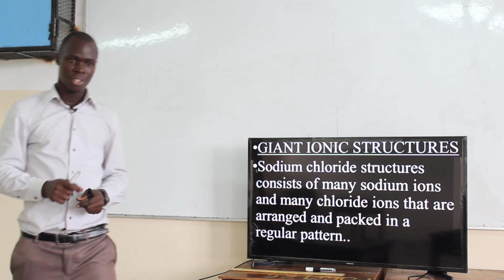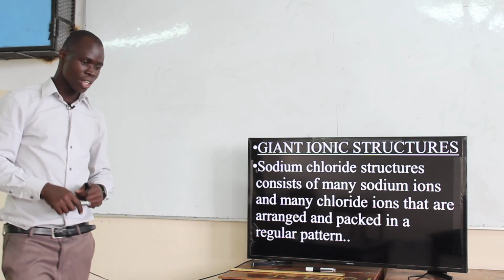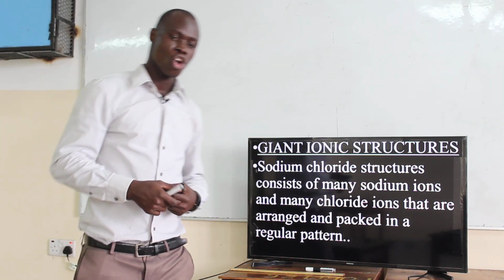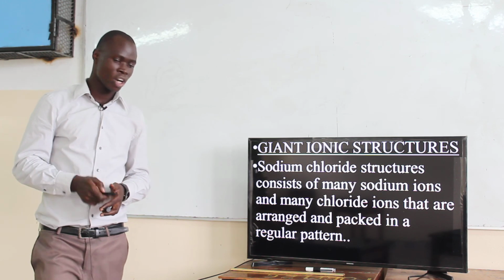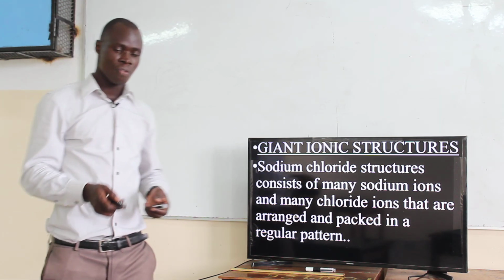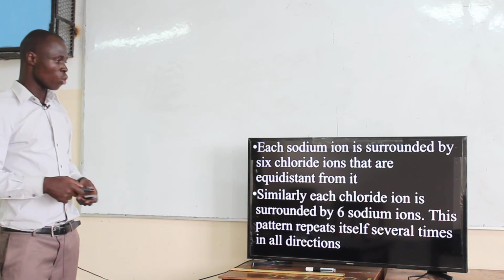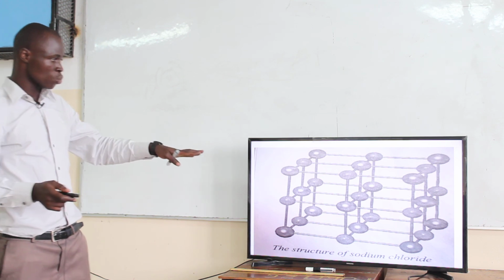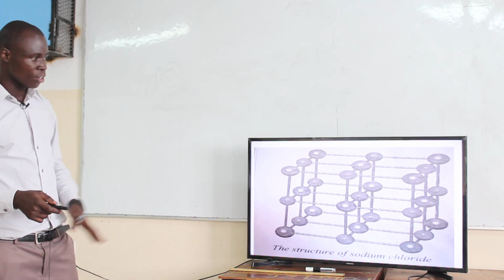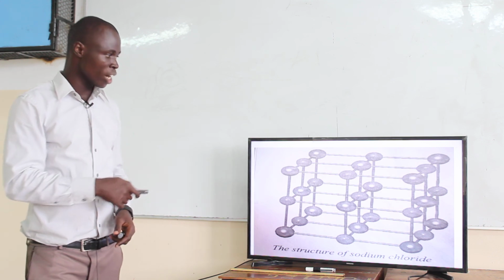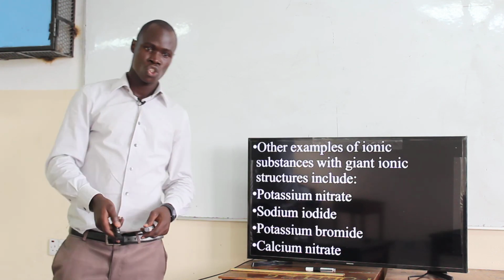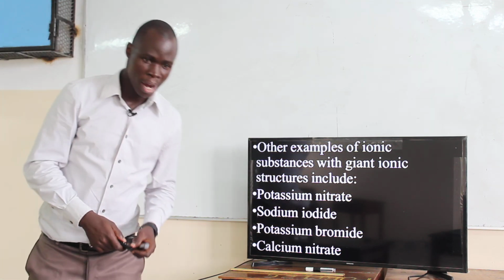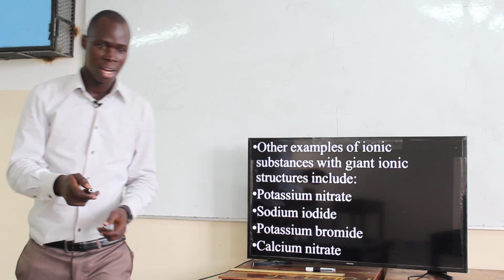We find that each chloride ion will be surrounded by 6 sodium ions. At the same time, each sodium ion will be surrounded by 6 chloride ions. And the pattern will repeat itself until what we form is what we call a giant ionic structure, a structure like this one. Other examples of such are potassium nitrate, sodium iodide, potassium bromide, calcium nitrate.